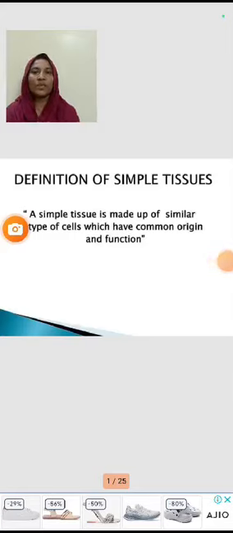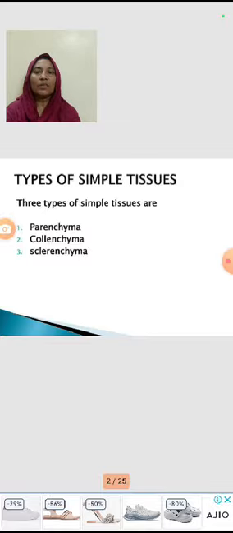Simple tissues. Simple tissue is made up of similar type of cells which have a common origin and function. Types of simple tissues. There are three types of simple tissues based upon their function, that is parenchyma, collenchyma and sclerenchyma.